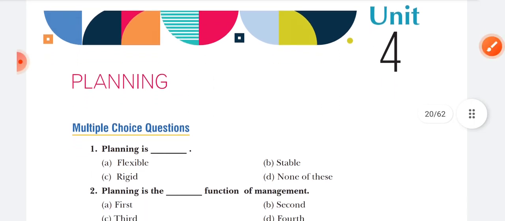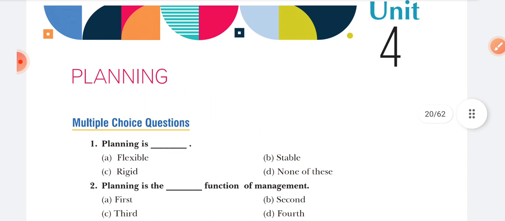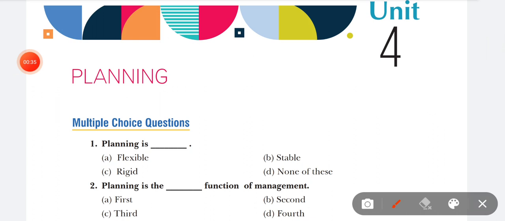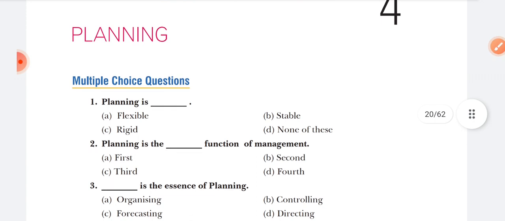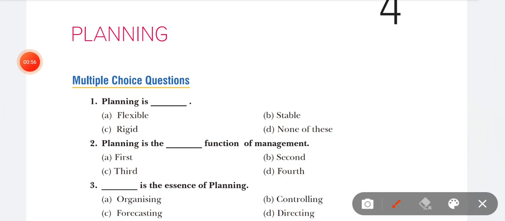Now question 2. Planning is the blank function of the management and the correct option of this question is option A, first. Question 3. Blank is the essence of management. And the correct option of this question is option C, forecasting.